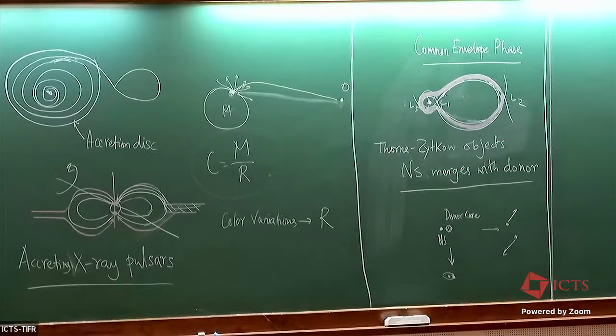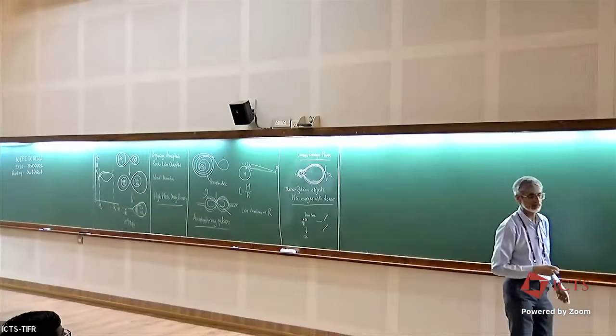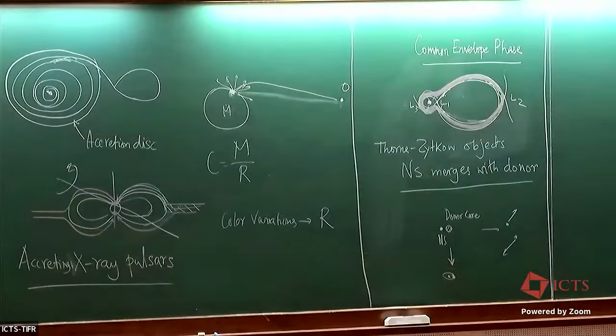Is there a possibility that the matter which is ejected in the supernova explosion of the donor core gets accreted onto the second neutron star?